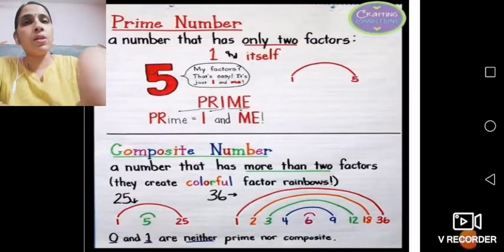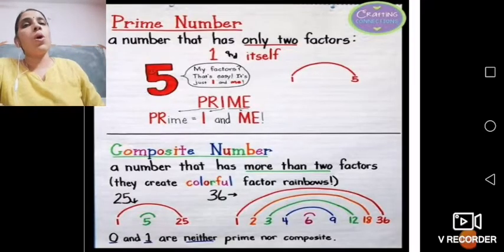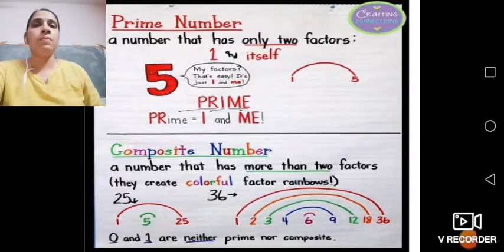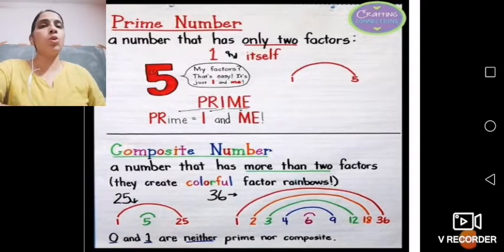Now we'll see what composite numbers are. Composite numbers: a number that has more than two factors. A number that has more than two factors, because the numbers which have two factors are called prime numbers. Now here we are talking about composite numbers. So a composite number has more than two factors.